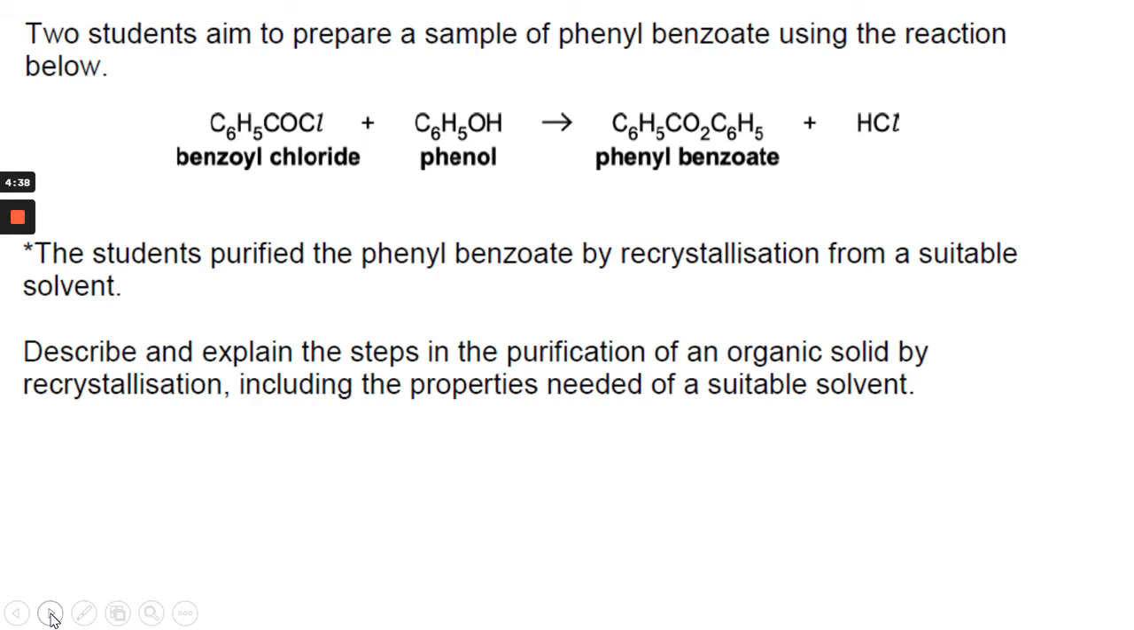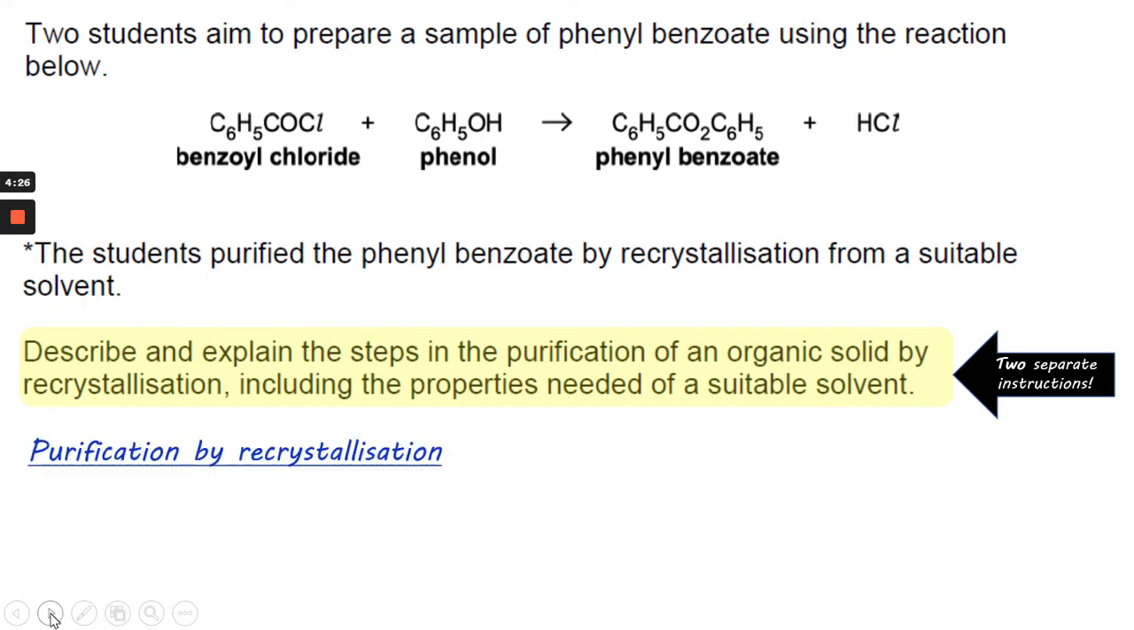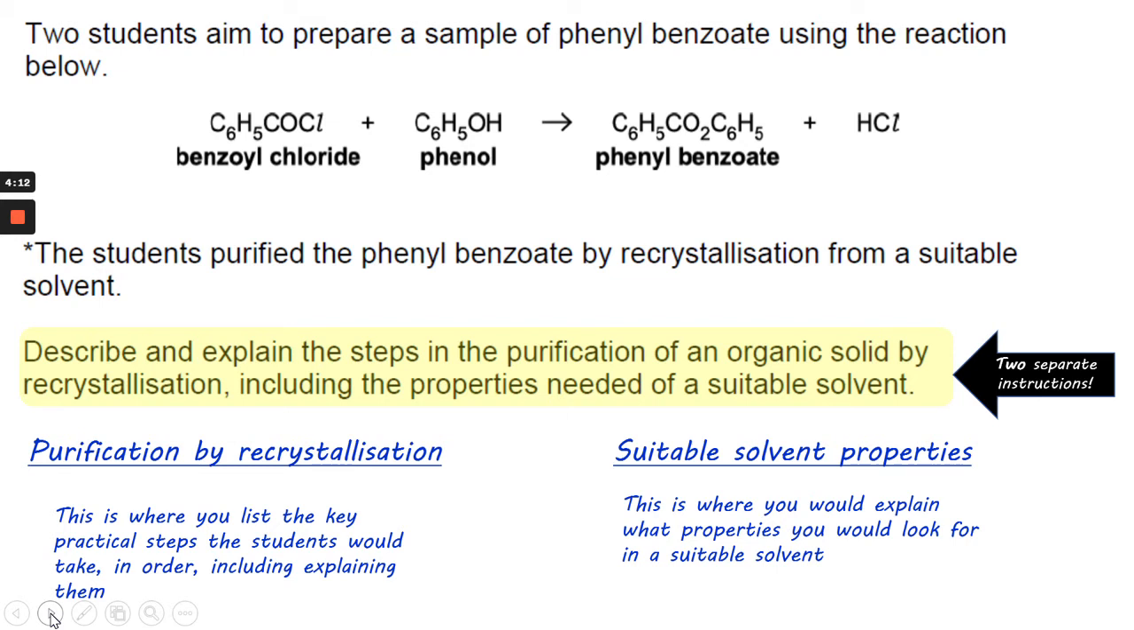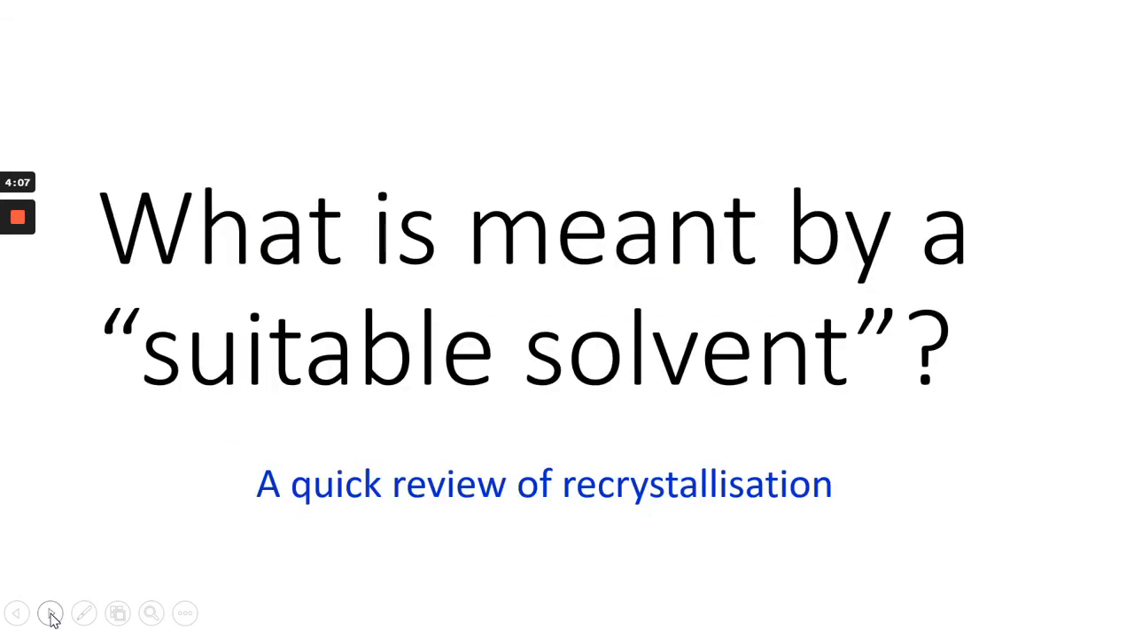They want you to describe and explain the steps in the purification and include the properties needed of a suitable solvent. So let's look at the instructions and just realize there's actually two separate things to talk about. There's the purification part, and then there's the suitable solvent properties. So what goes in the purification part is the key practical steps the student will take in order, including explaining their reasoning. And then under suitable solvent properties is where you explain what properties you would look for in a suitable solvent.